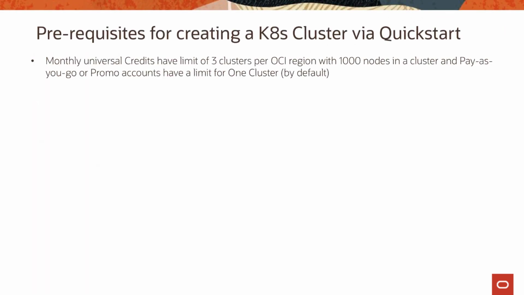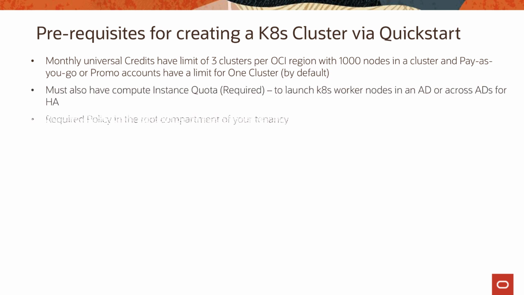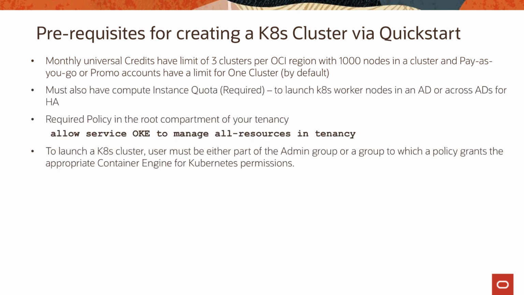So before we actually go on and create a cluster, there are some prerequisites that we need for creating a Kubernetes cluster in OCI. Number one is that by default, there is a limit of 3 clusters per OCI region, if you have the monthly universal credits or if you're using the pay-as-you-go promo accounts. You also need to have some quota on the compute engine size, because as you launch your Kubernetes cluster, if you want to launch additional worker nodes, you need to have some kind of quota available for your worker nodes.